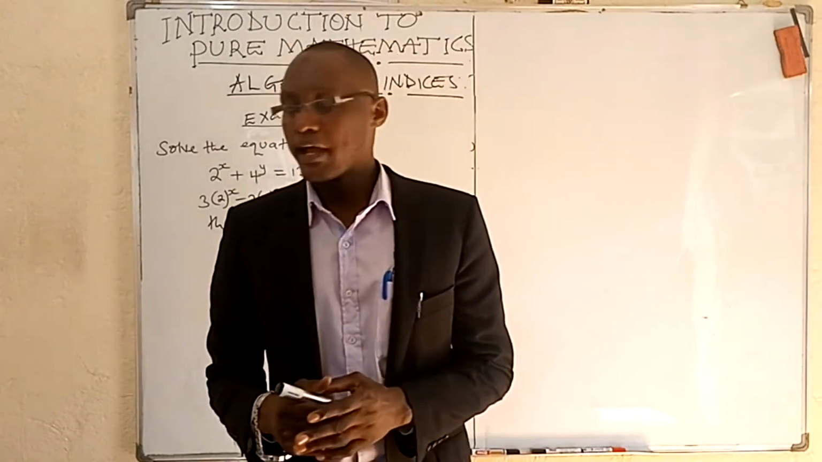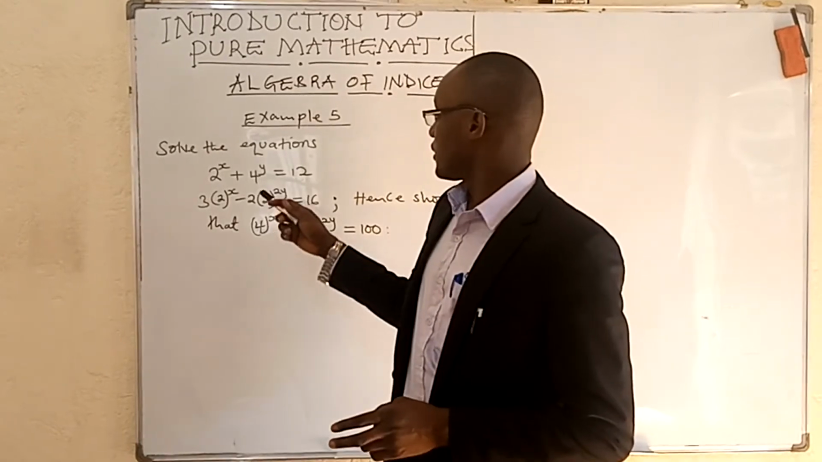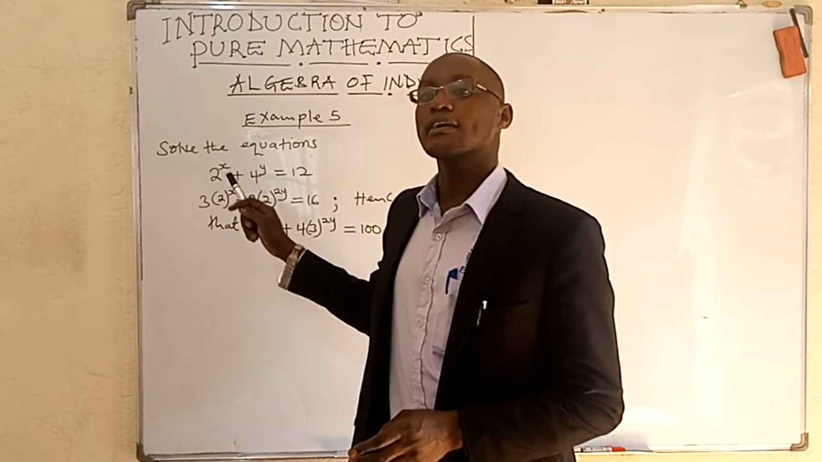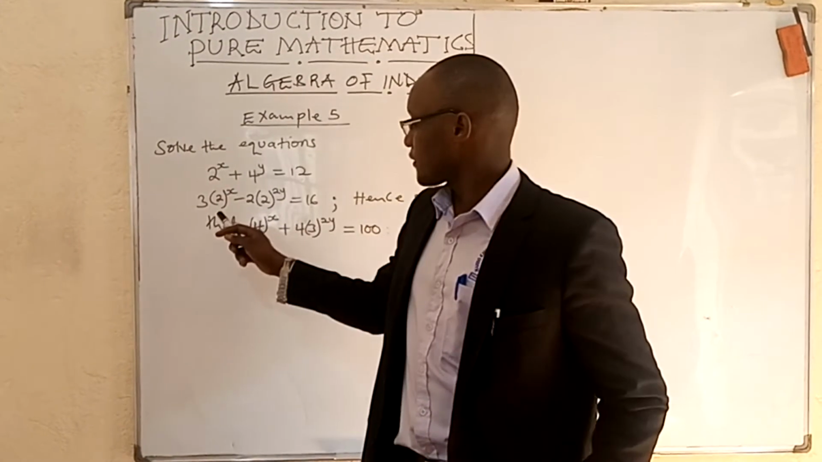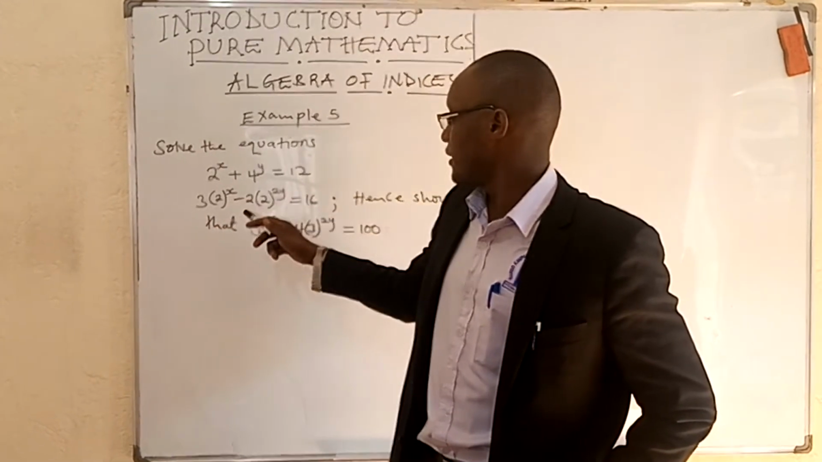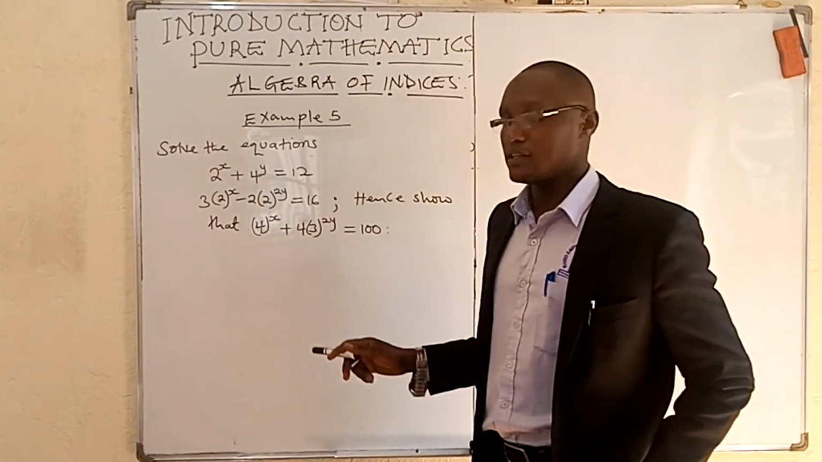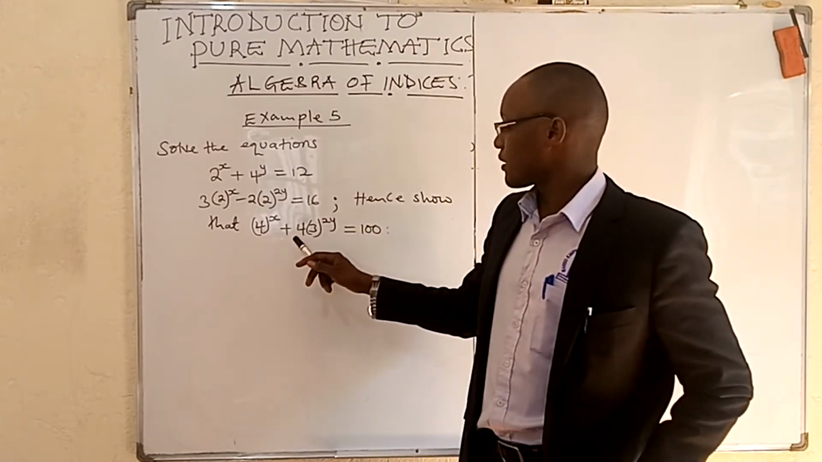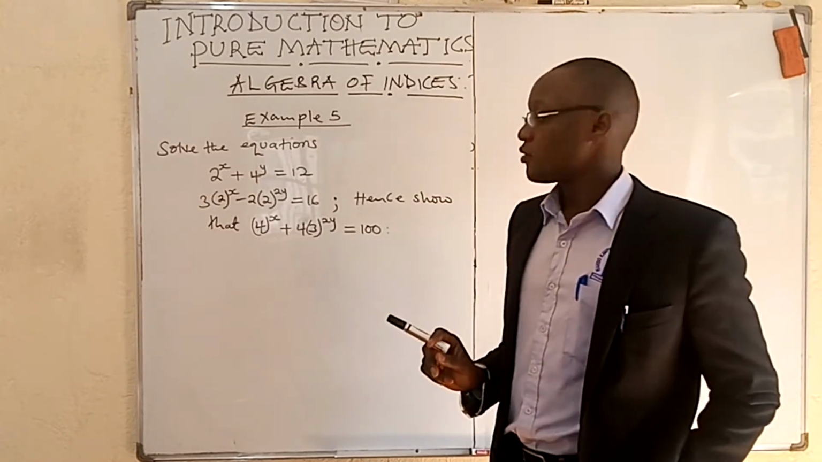Yes, dear viewers, we are now set for example 5. Example 5 is telling us to solve the equations. The first equation is 2^x + 4^y = 12. The second equation is 3(2)^x - 2(2)^(2y) = 16; hence show that 4^x + 4(3)^(2y) = 100.